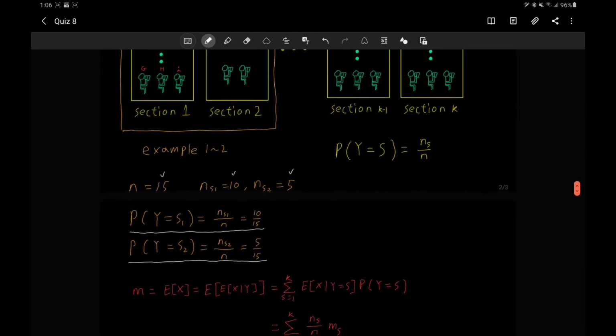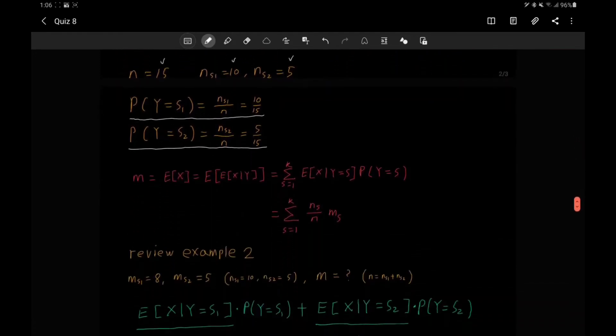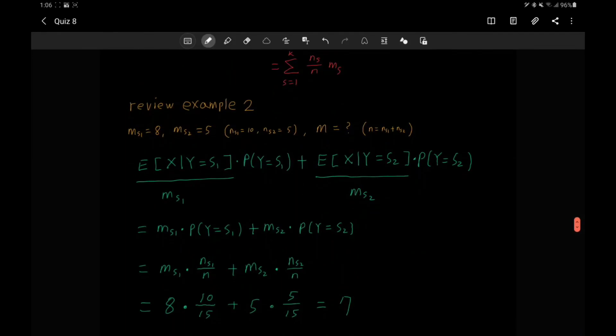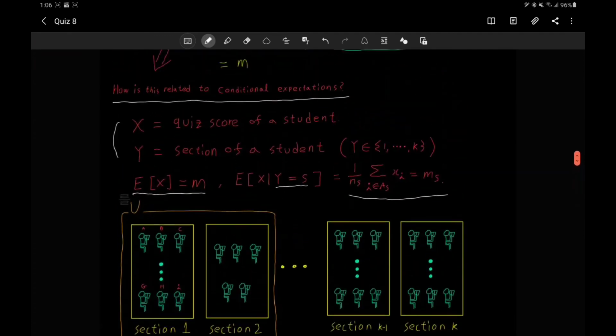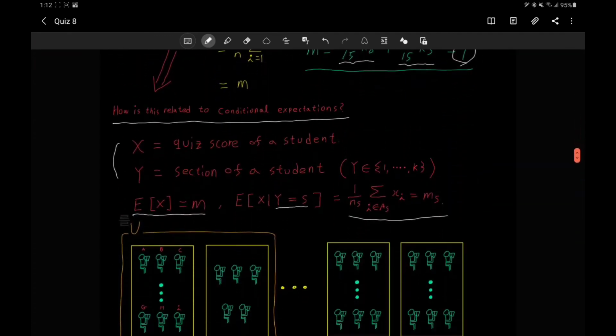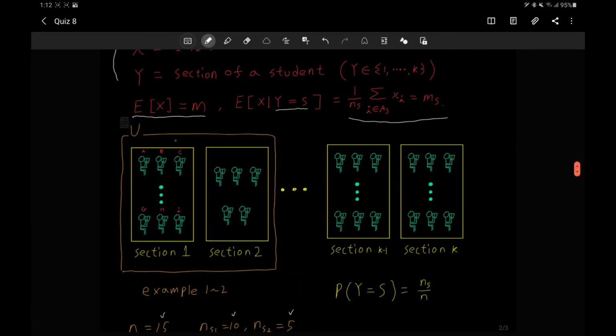Let's solve the problem again in example 2 as follows. The average value obtained in this way is 7, the same as the previous value obtained. The point is that the weight of the average value varies by the number of students.